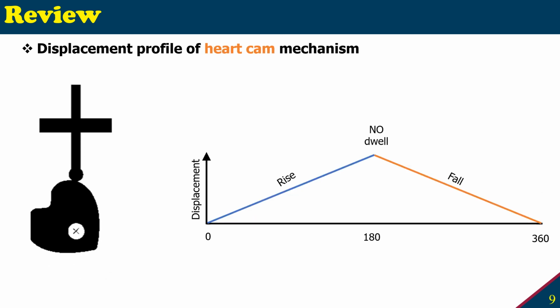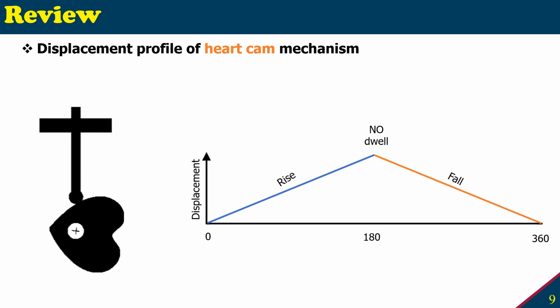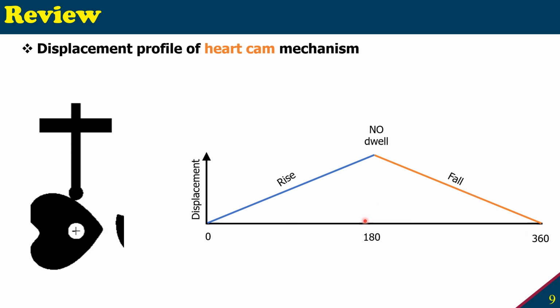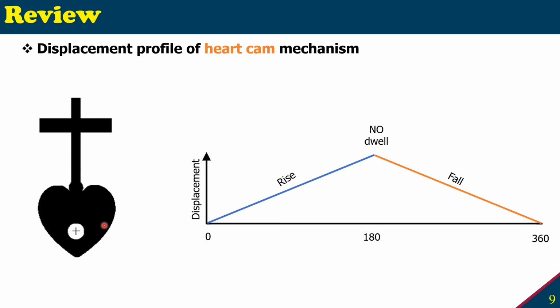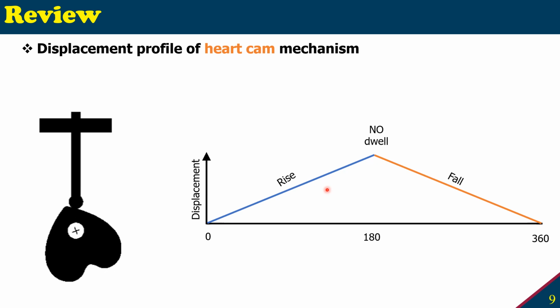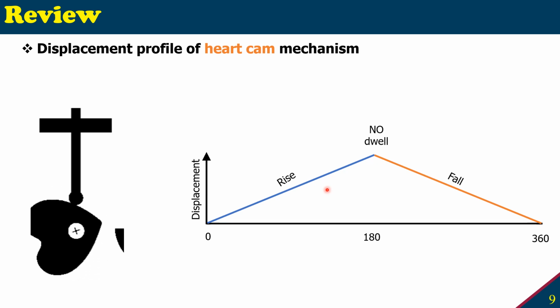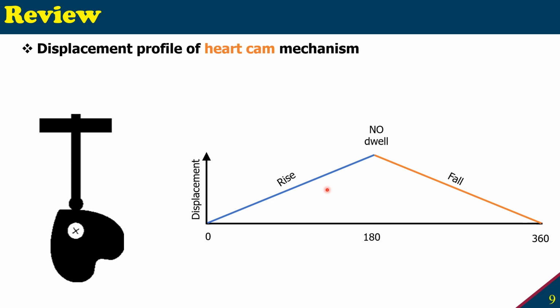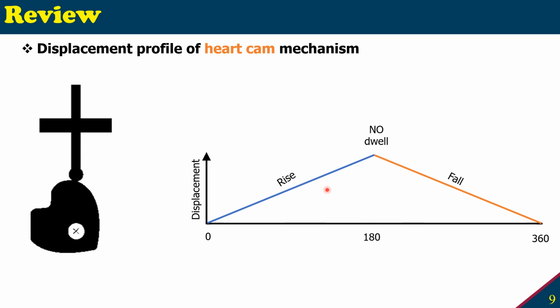So our third mechanism is the heart cam mechanism. It also creates a symmetrical rise and fall profile. There is no dwell time for this. It can rotate counterclockwise or clockwise. Either way, it will create this symmetric rise-fall displacement profile. We can use the knife edge follower, roller, or flat head follower, but the knife edge will give you the more accurate representation of the cam.